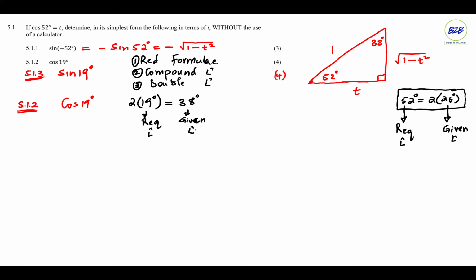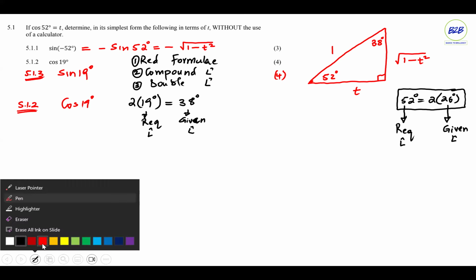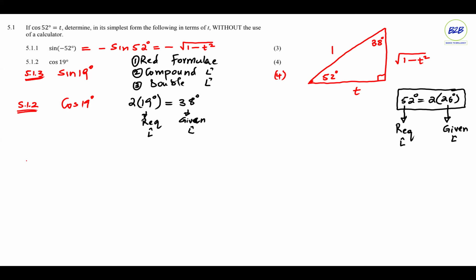We will still, yes, use the double angle, of course, which is cos 2x is equal to 2 cos squared x minus 1. Why are we using the one with 2 cos squared x minus 1? It's because the question is asking us about cos.